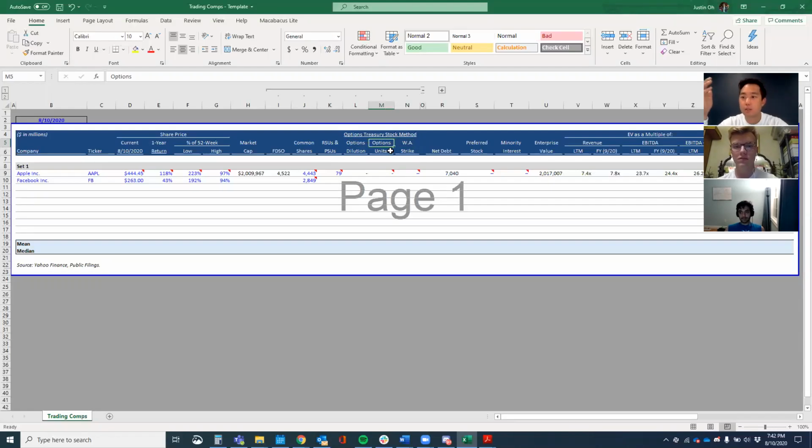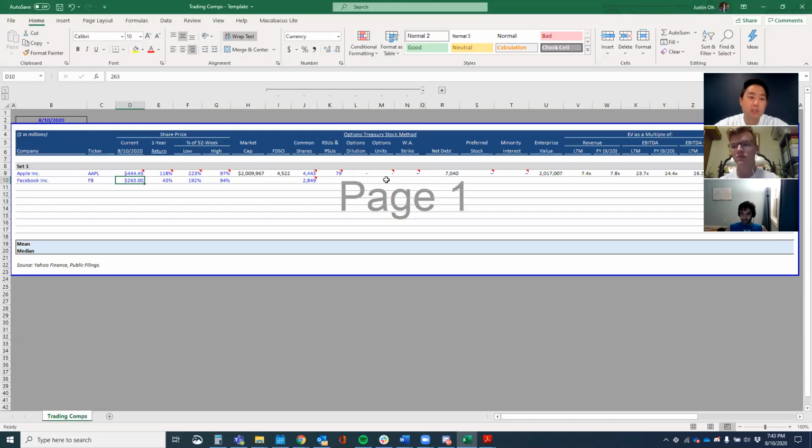And do you guys know what options are? Options are the right, but not the obligation, to buy a share at a certain strike price. So if I owned an option of Facebook for $200 a share, I would have to pay $200 to Facebook in order to exercise my option. And then, once I do that, I get a share of Facebook, which is worth $263. So that's in the money, right? I would want to do that, or just let it ride, depending on when they expire.